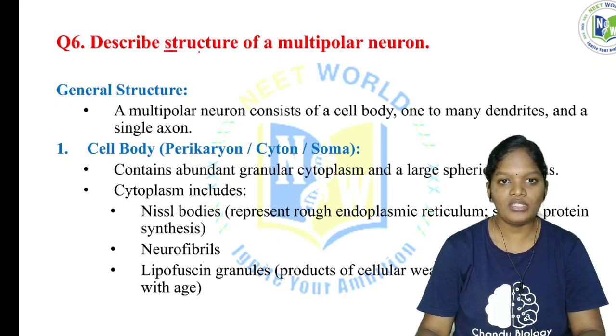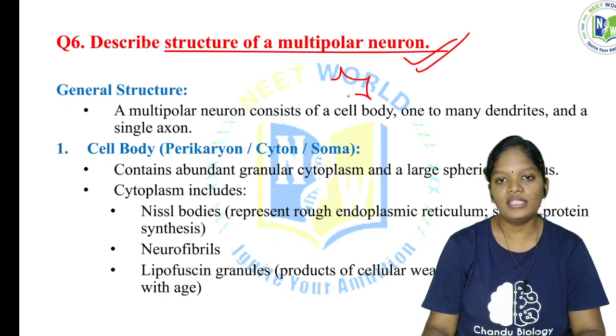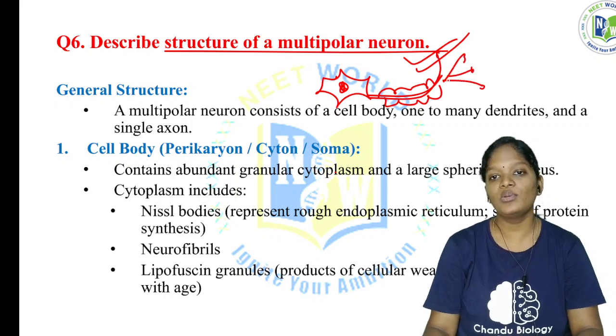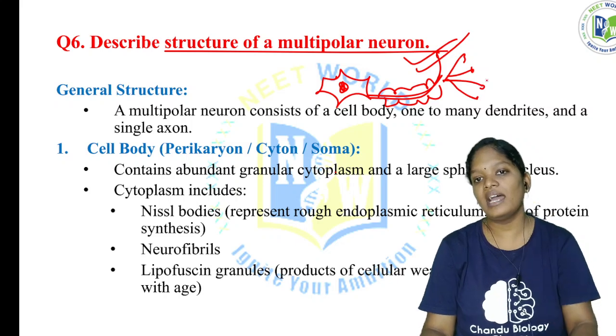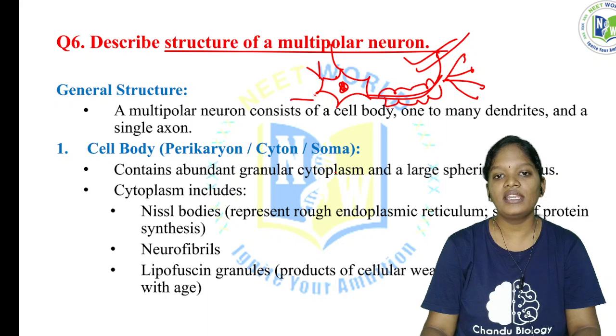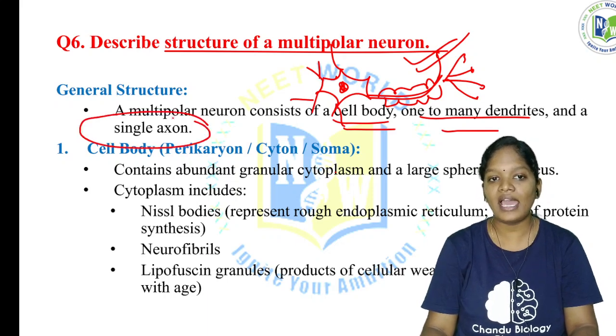Now we are going to discuss the structure of multipolar neurons. Here is the cell body, and this is the axon, where we can see the myelin sheath. If the myelin sheath is present, we call it a myelinated neuron. If the myelin sheath is absent in the axon, we call it an unmyelinated neuron. These are the dendrites. So we have a cell body, one to many dendrites, and a single axon.